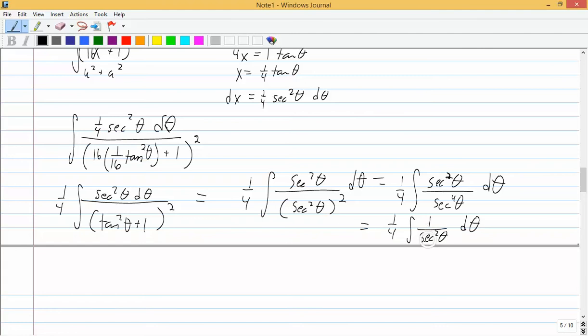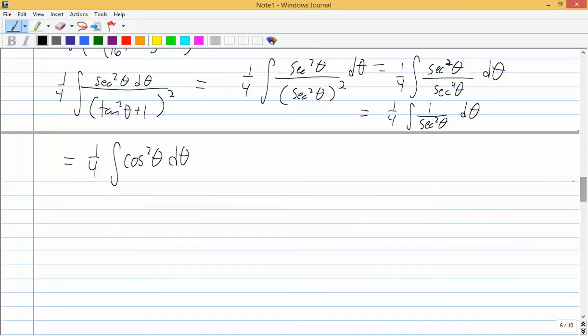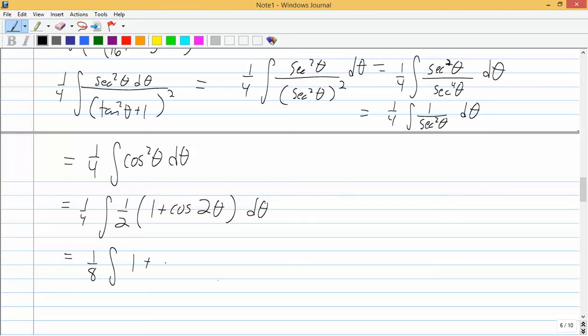Rewrite this as 1/4 times the integral of what? Cosine squared. Oh, that looks better. Because now I can use the power reducing formula. And the power reducing formula for cosine is 1/2 times 1 plus cosine 2 theta. I can bring that 1/2 out, and now I have 1/8 times the integral of 1 plus cosine 2 theta, d theta.